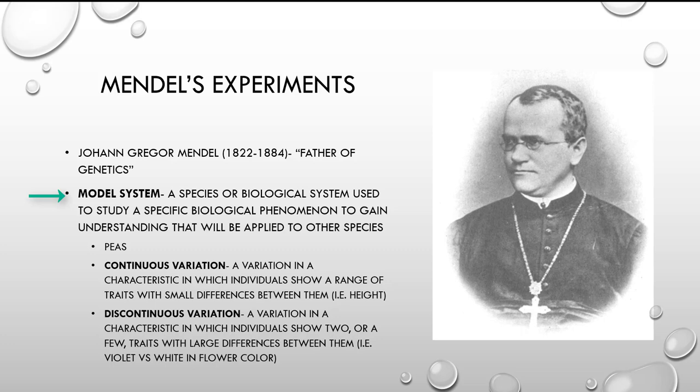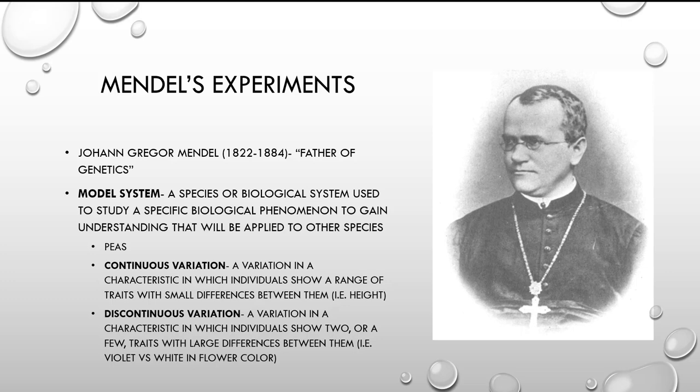A model system is a species or biological system used to study a specific biological phenomenon to gain understanding that will be applied to other species. Now, he didn't consider this a model system at the time, but we can take the information that he gained from the pea plant and apply it to any species, essentially. So even us humans, we can apply his understanding of genetics to us.